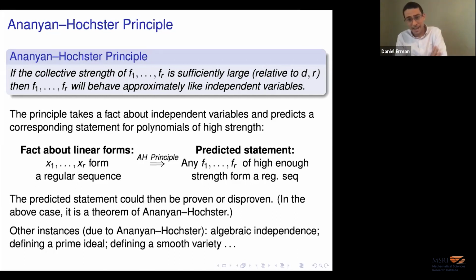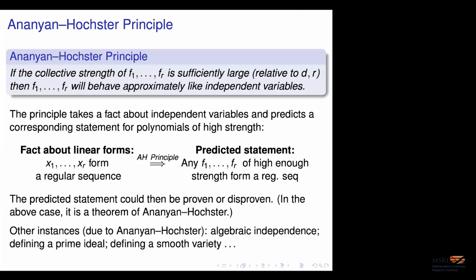If the strength is high enough, they will inherit the property on the left-hand side. And then, of course, the predicted statement is a mathematical statement, which could be true or false. In the case I've demonstrated here, the predicted statement is true. It's a theorem of Ananyan-Hochster's, and as we'll see, it's kind of the essential theorem underlying their proof of Stillman's conjecture. And so this is what we call a principle.